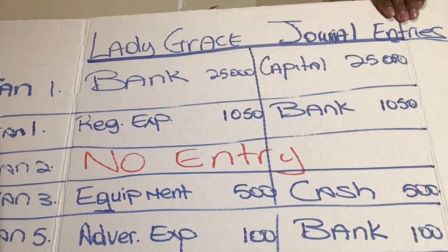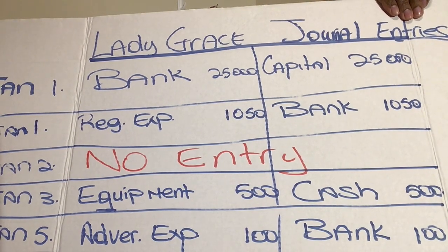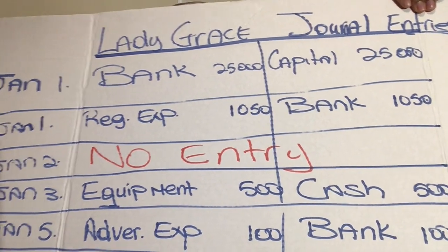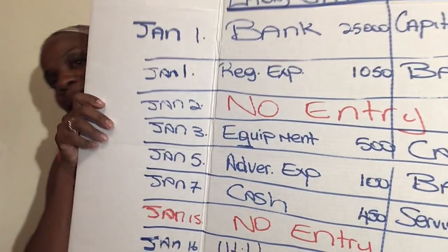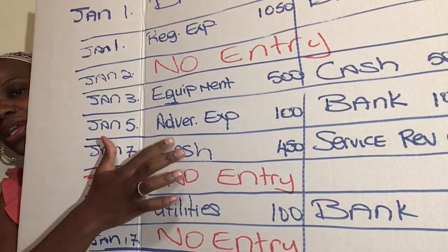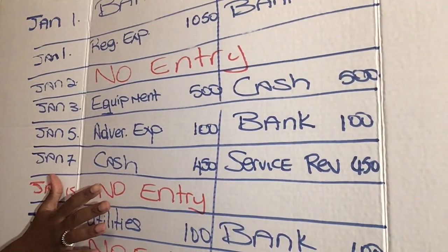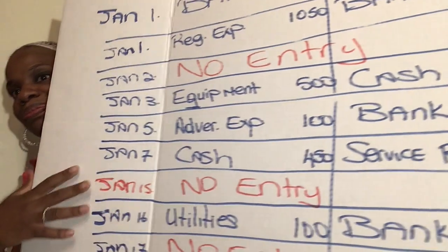So on January 7th, Grace provided service for a customer and received $450 cash, right? So money is coming in. So that's why you see on January 7th, debit the receiver, cash, right? And what we credit, service revenue, right?